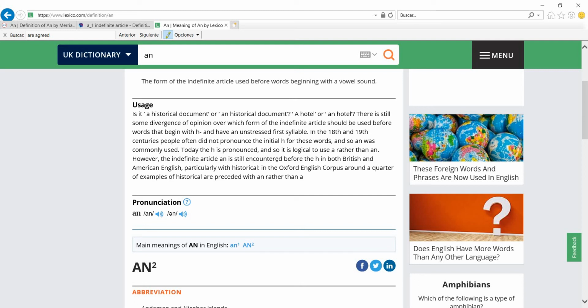So remember that the problem is when the H is unstressed. So it may not be pronounced, or it may be aspirated very, very lightly, and you will go an historic, right? I'm sure you've seen that. With herb in American English pronunciation, that changes because you simply say an herb in American English, because in herb the H is not pronounced, whereas in British English the H is pronounced. So you speak of a herb, right? Because you pronounce that H.